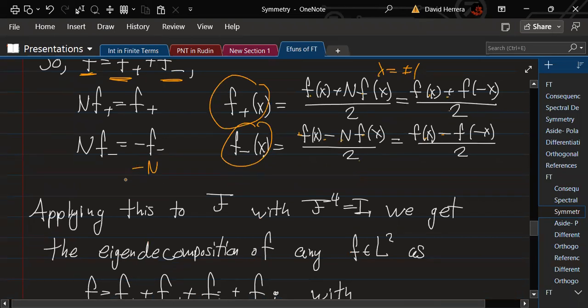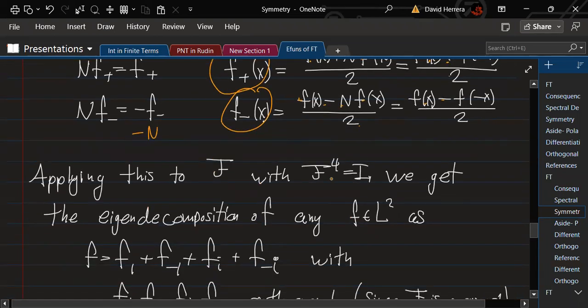Now what we're going to do is apply this for the Fourier transform. The Fourier transform satisfies this. So we have the eigenvalues plus or minus 1, plus or minus i.